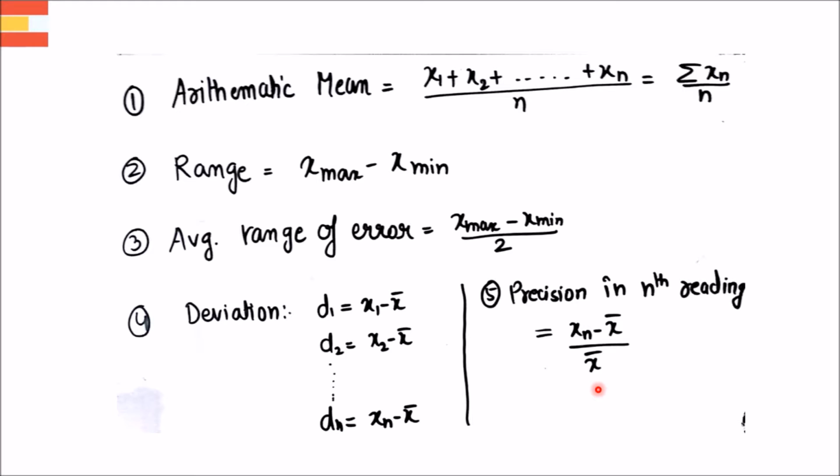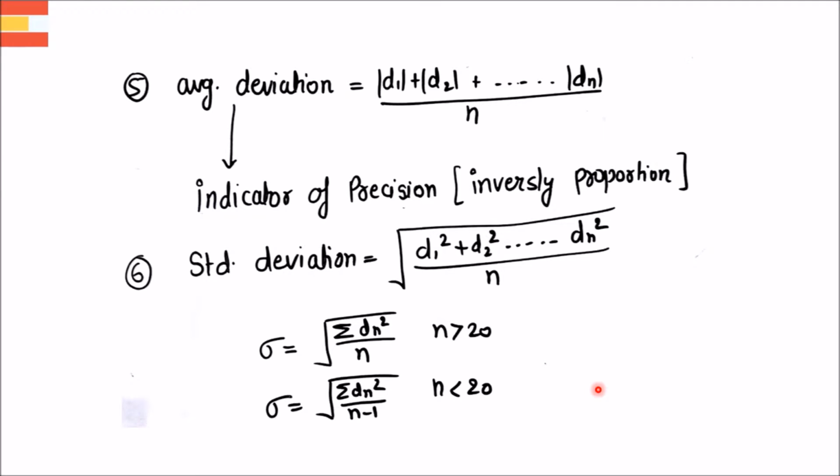Now let's talk about the average deviation. The average deviation is defined as the sum of the absolute values of all the deviations divided by the total number of readings. As you can see directly from the formula, the average deviation is basically an indicator of precision, as we have already shown by the histogram curve. It is inversely proportional. If the deviation increases, the precision will be lower. If the deviation is lowered, precision will be higher.